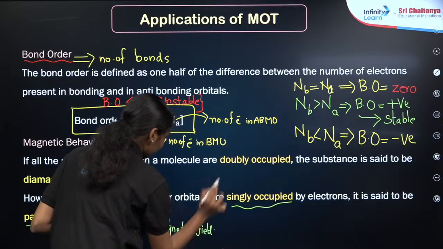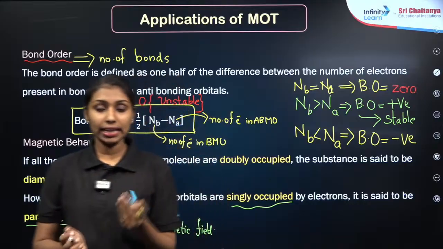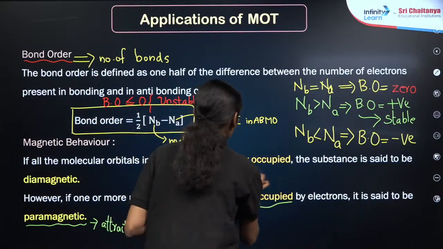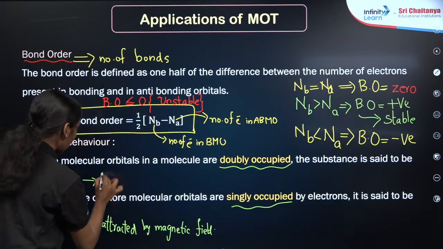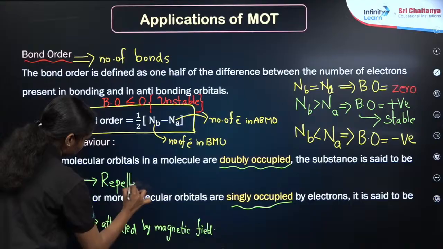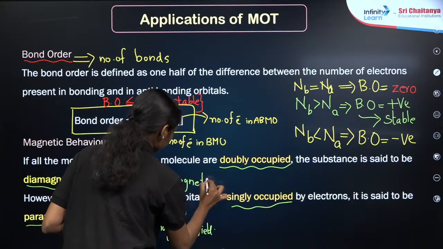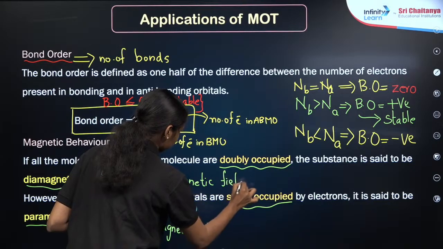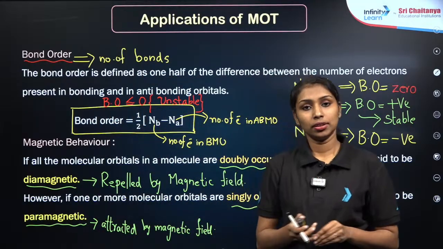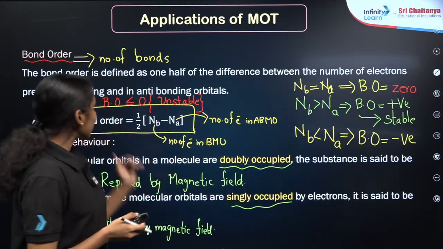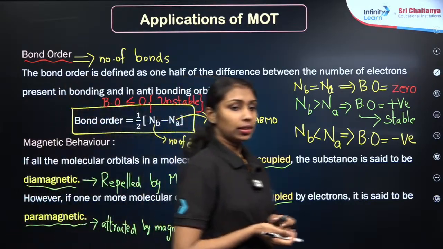Just opposed to that, if the molecule is not containing any unpaired electrons, or if it is a doubly occupied molecule, we can say that it is a diamagnetic molecule, which means that it is repelled by the magnetic field. Clear? Okay, you will get a complete idea about these applications by taking the examples, right? Clear?